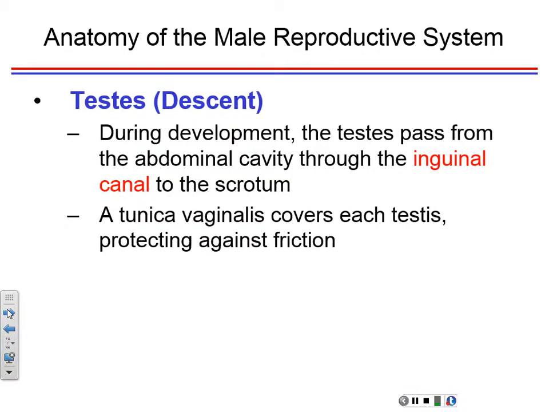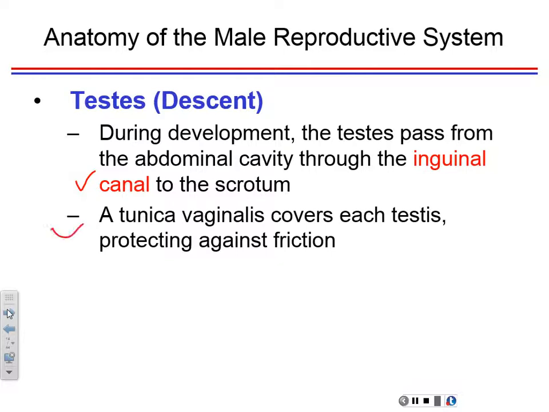Like I said, the testes start off as a retroperitoneal organ, very close to the kidneys, and then they descend through the inguinal canal and pick up the peritoneum, which becomes the tunica vaginalis, and then it goes down into the scrotal sac. There's a structure called the gubernaculum that guides them down the correct path to get into the scrotal sac.